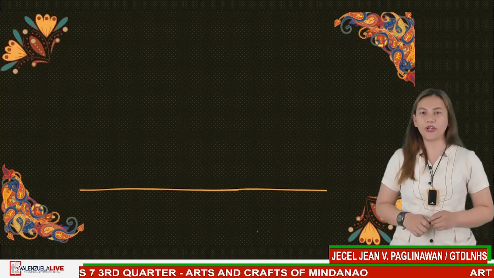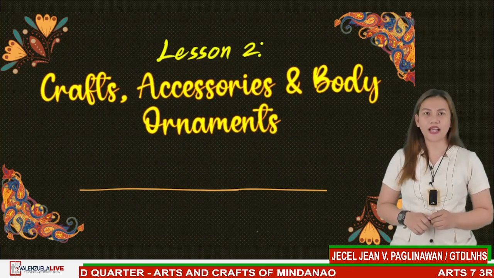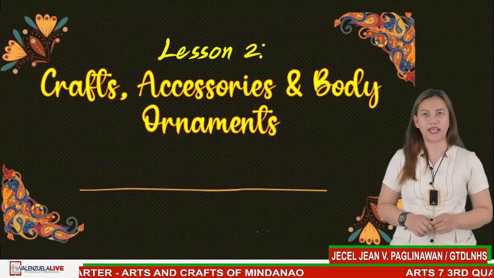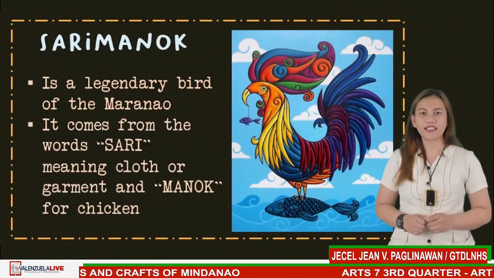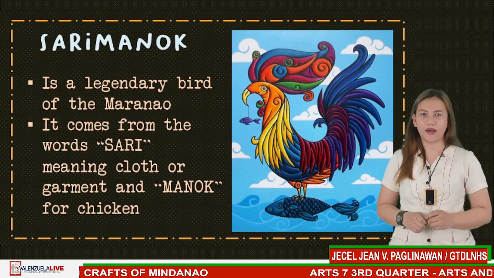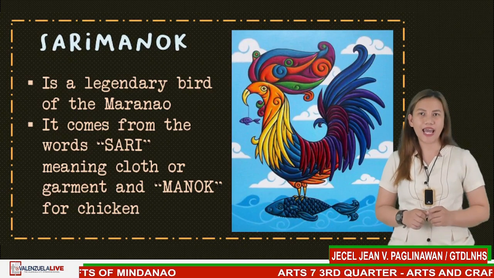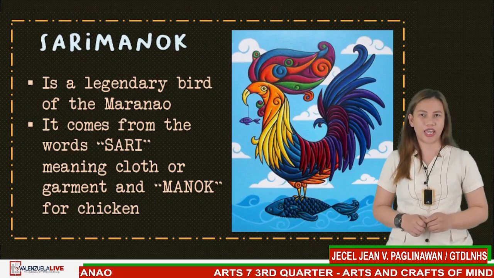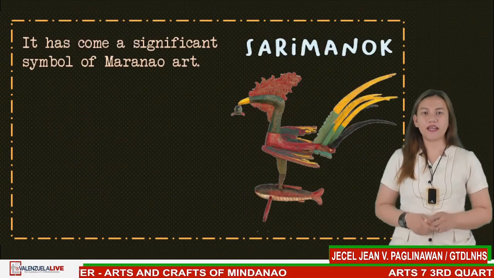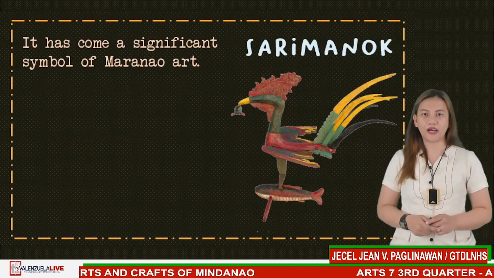For lesson number 2, we have crafts, accessories, and body ornaments. First, we have Sarimanok. It is a legendary bird of the Maranao. It comes from the word sari, meaning cloth or garment, and manok for chicken. It has become a significant symbol of Maranao art.